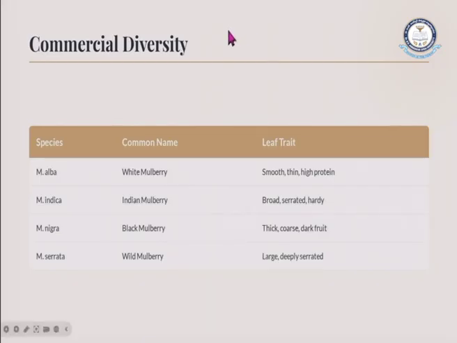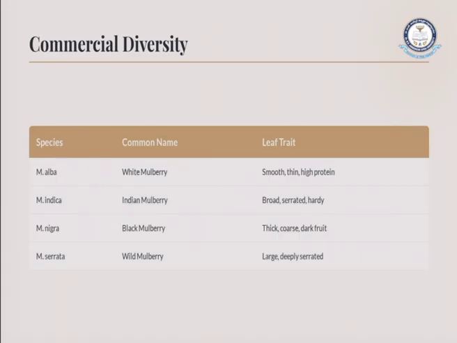That means I have mentioned that there are different types of mulberries: white mulberry, black mulberry, Indian mulberry, and wild mulberry. Let us see their species name, their common name and their leaf trait. Here first we have Morus alba. It is a white mulberry. It is smooth, thin, and high in protein. This Morus alba can be useful for rapid growth. It is a native of China.